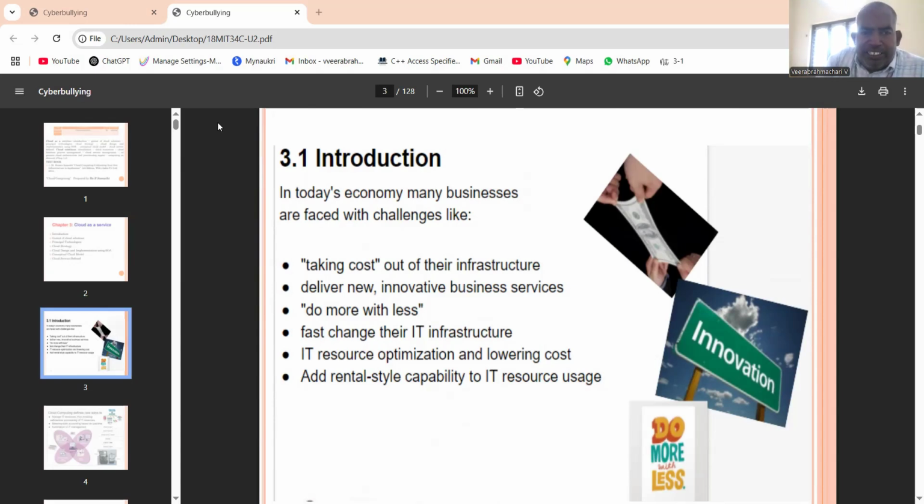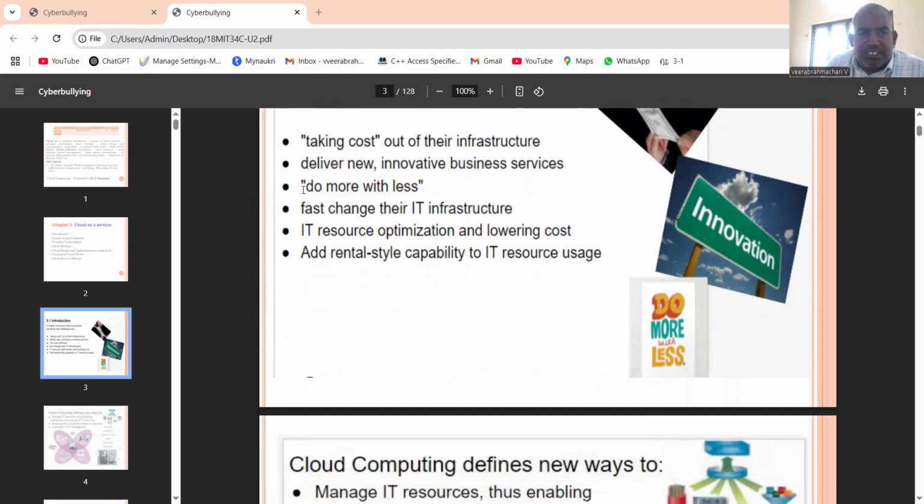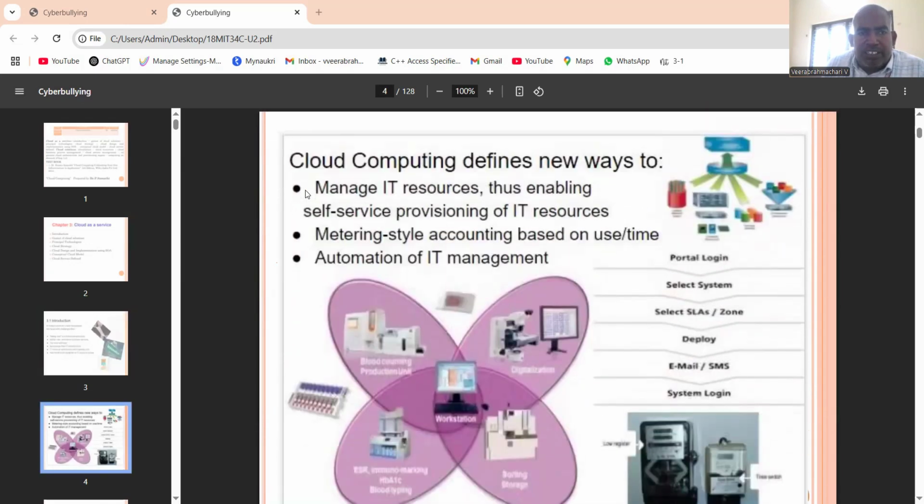The next concept to discuss is cloud computing. What is the definition, the meaning of cloud computing? Cloud computing defines new methods for managing IT resources, meaning IT infrastructure resources like CPU, keyboard, monitor and various physical devices, thus enabling self-service provisioning of IT resources.